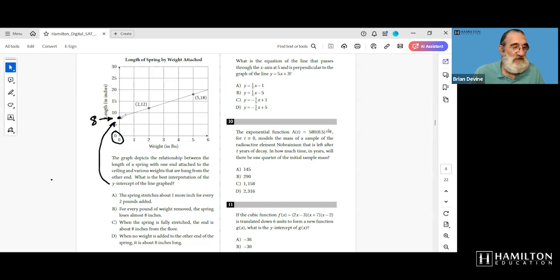So that would mean that, well, when there's no weight attached, when the weight is 0, it must hang 8 inches long. The spring would be 8 inches long because that would be the length of the spring in inches. And the only one that says that would be D. It's the initial value before any weight is hung.